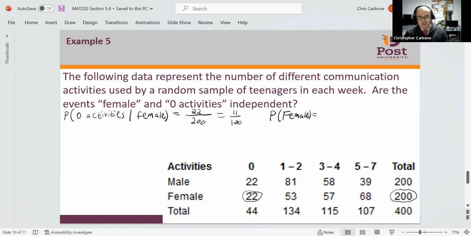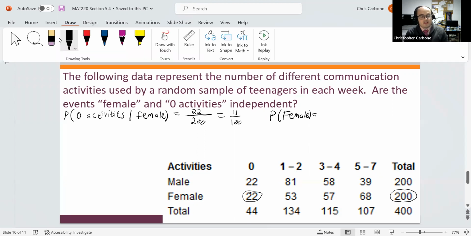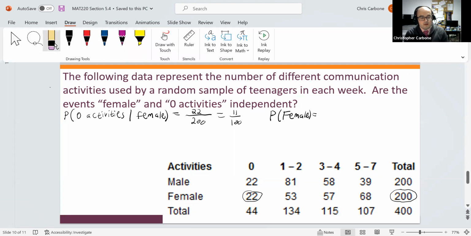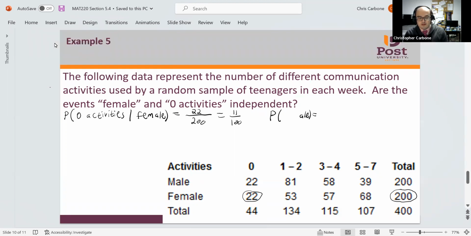Actually, we don't want to do the female one yet. We want to check the probability of 0 activities. So for 0 activities, there's a total of 44 over a total of 400 people. This reduces to 11 over 100. These two match, which is good.